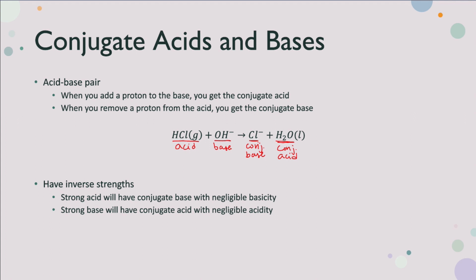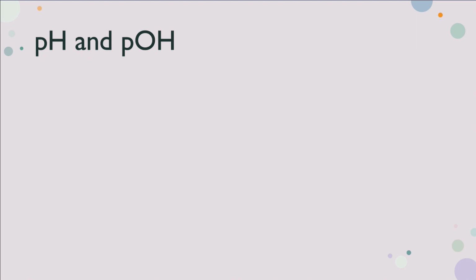Similarly, a strong base will have a conjugate acid with negligible acidity. The hydroxide ion is a very strong base, which means that H2O, its conjugate acid, is super weak. And of course, we know that water is neutral in pH, so that makes sense. Again, a strong acid makes for a very weak conjugate base, and a strong base makes for a very weak conjugate acid. With that in mind, let's move on to pH and pOH.